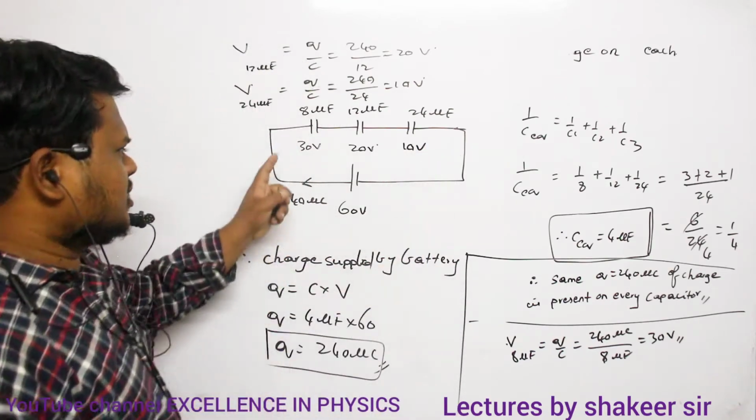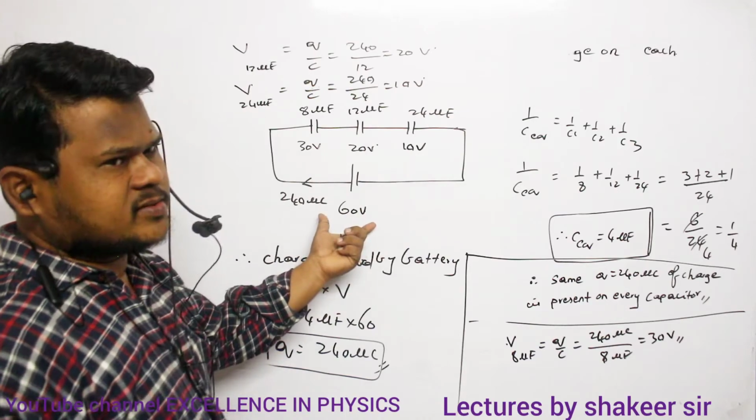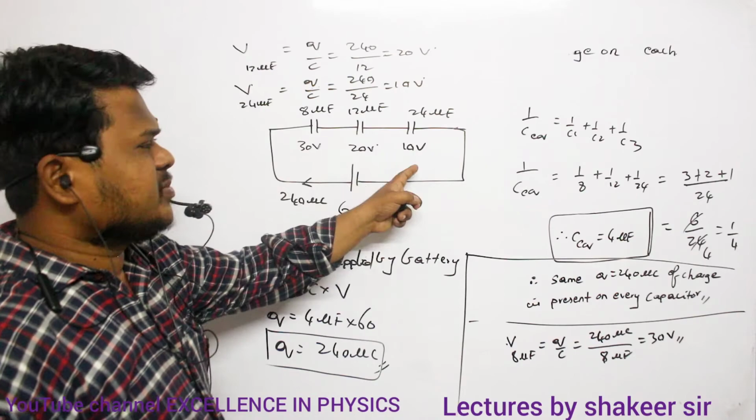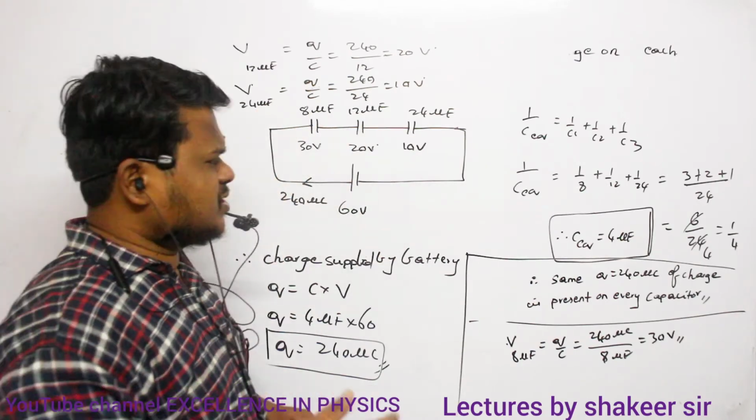Okay. So total 30, 20, 10, again 60. So the total is equal to 60. It means this 60 volts of potential difference is being distributed among these three capacitors. That is our answer.